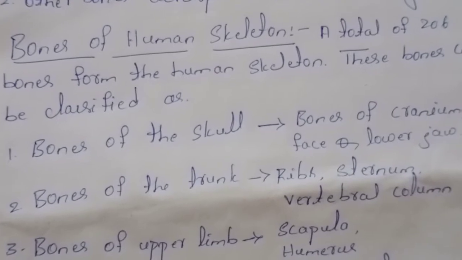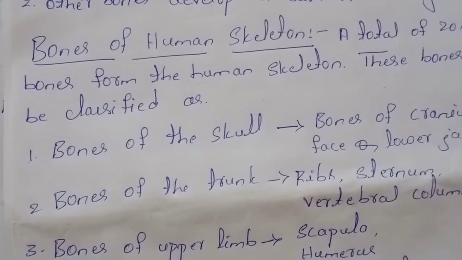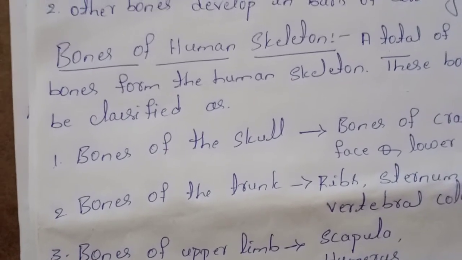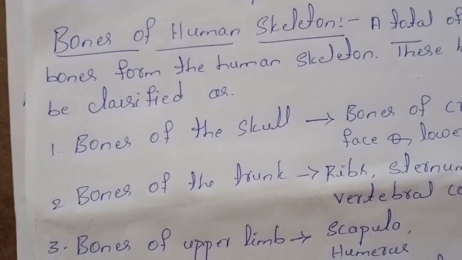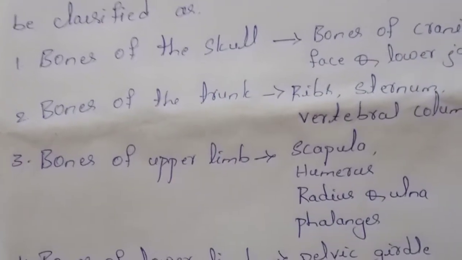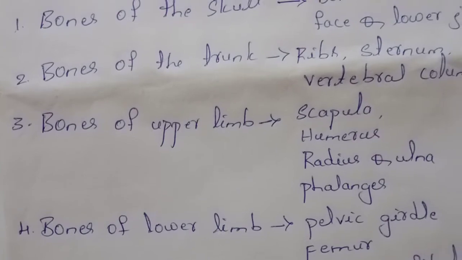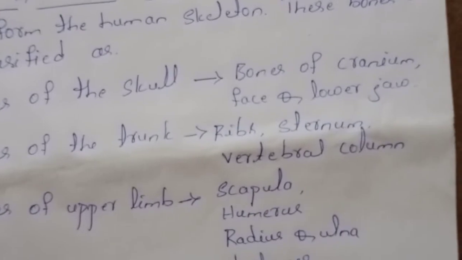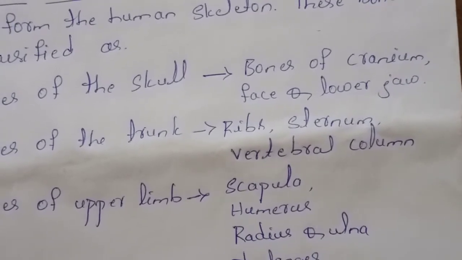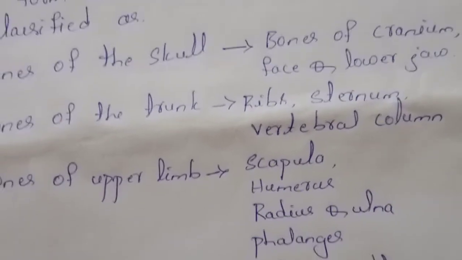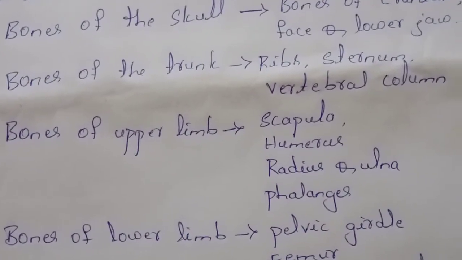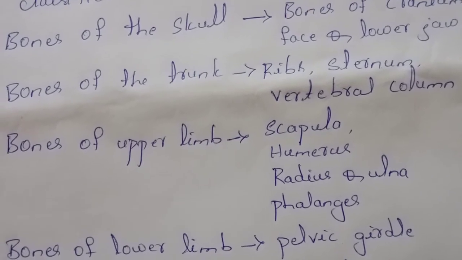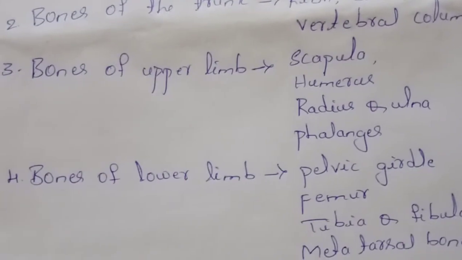Next, bones of the human skeleton. A total of 206 bones form the human skeleton. Those bones can be classified as bones of the skull, bones of the trunk, bones of the upper limbs and bones of the lower limbs. In the skull, there are bones of the cranium, face and lower jaw. Next, bones of the trunk: ribs, sternum, vertebral column.